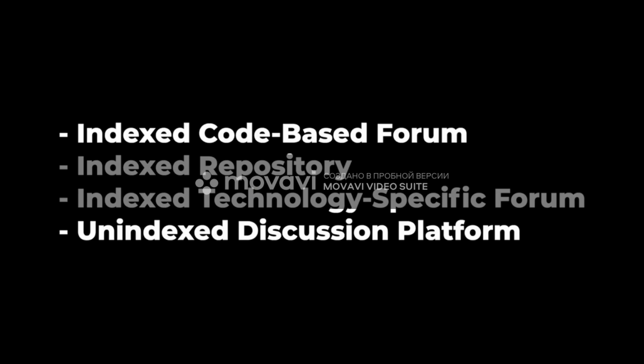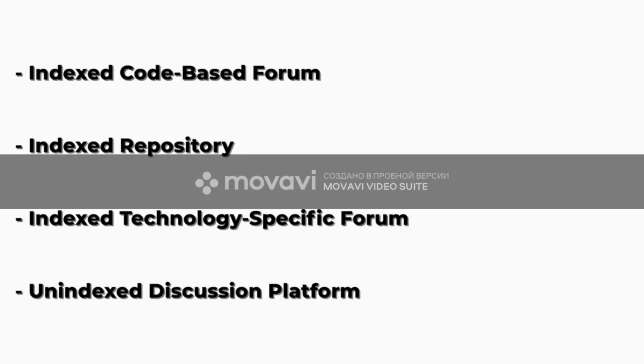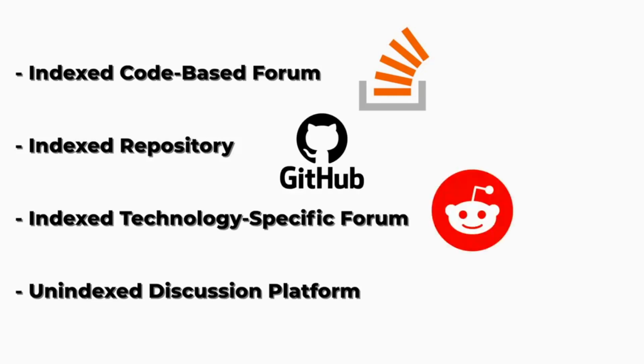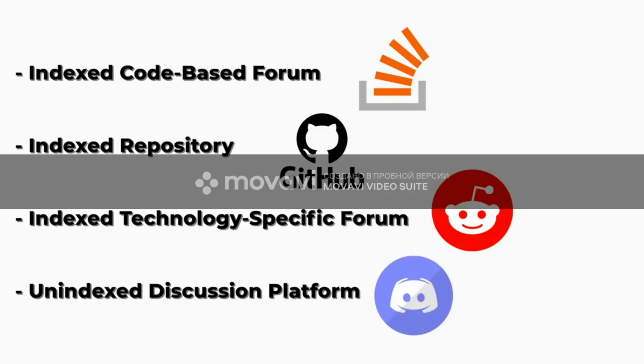And this is why I've categorized 4 different types of forums and QA sites. Feel free to pause to read them over. And here are some specific examples of each one of these. Indexed code-based forums like Stack Overflow, indexed repositories like GitHub issues, indexed technology-specific forums like r/ethdev, or unindexed discussion platforms like a Chainlink Discord. One of the key differentiators in these categories is the indexed keyword.